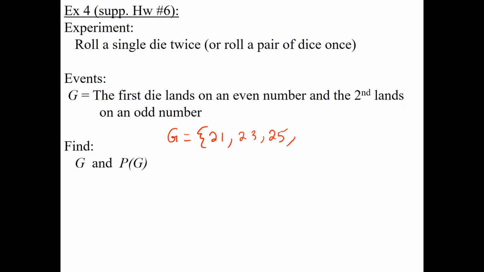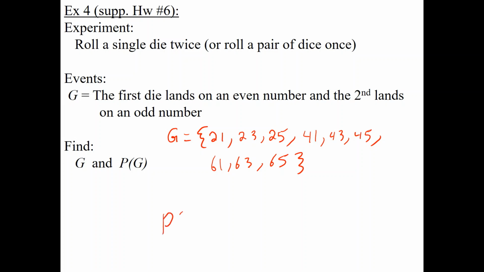Okay, then if it's not going to start with a 2 and it starts with an even, it's going to have to start with 4. So we have 4, 1, 4, 3, 4, 5. And then the ones that start with a 6, I suppose, 6, 1, 6, 3, 6, 5. And that is the end of the story there. Those are all the outcomes where the first one lands on even and the second one lands on odd.